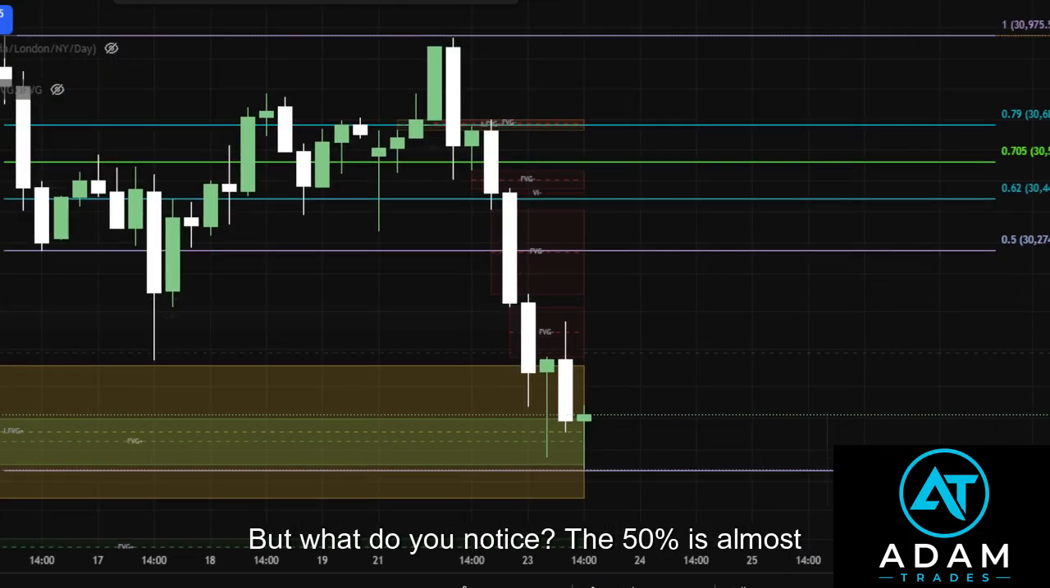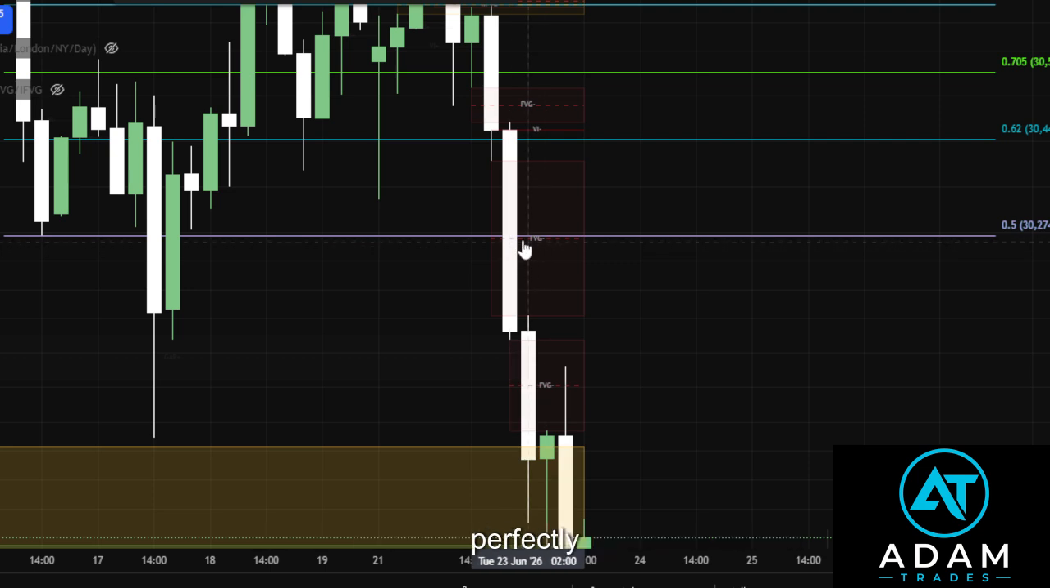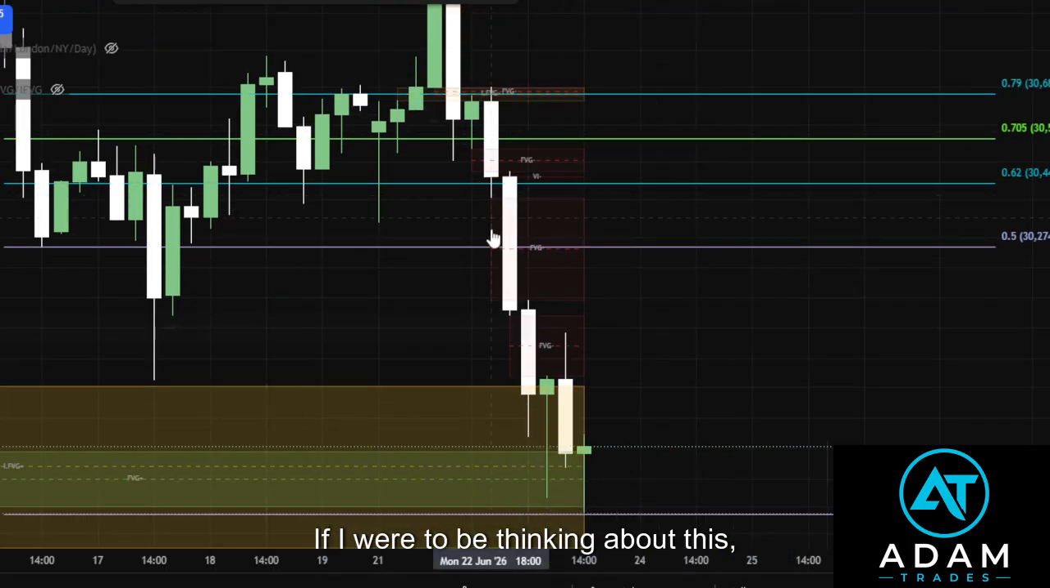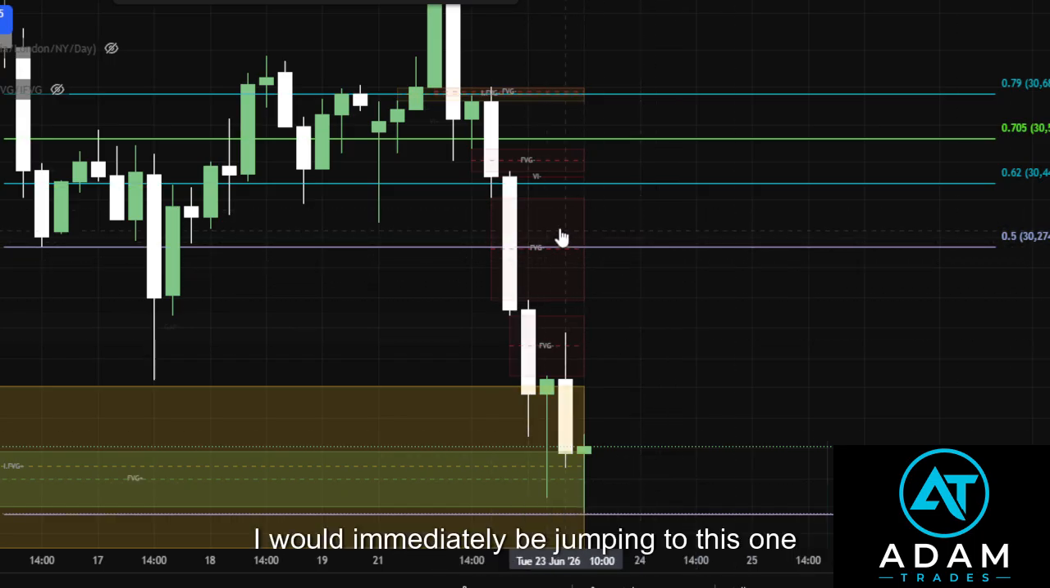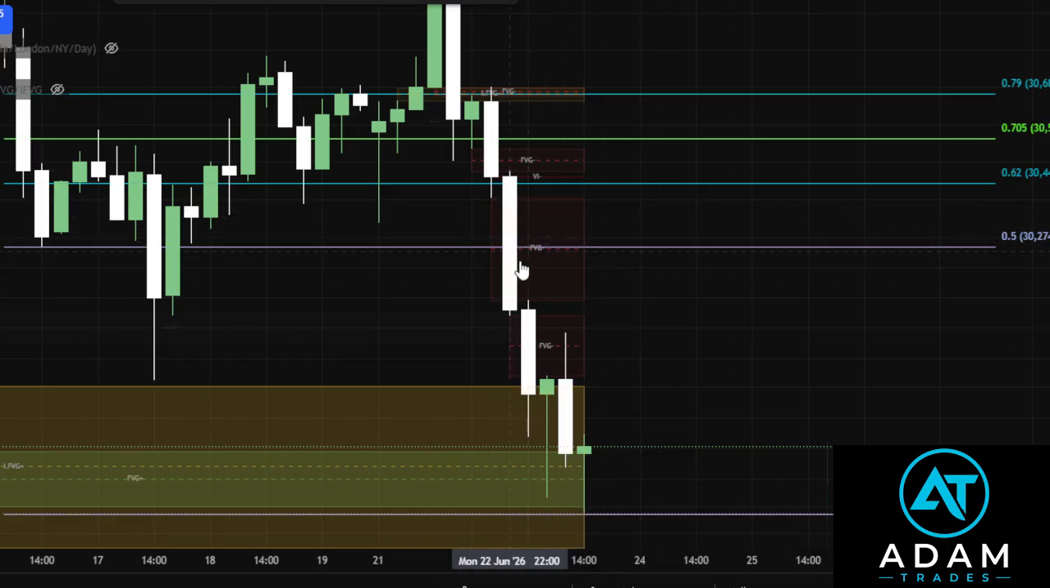But what do you notice? The 50% is almost perfectly set on the 50% of this fair value gap. So if I were thinking about which one of these is relevant, I would immediately jump to this one because the 50% is there.